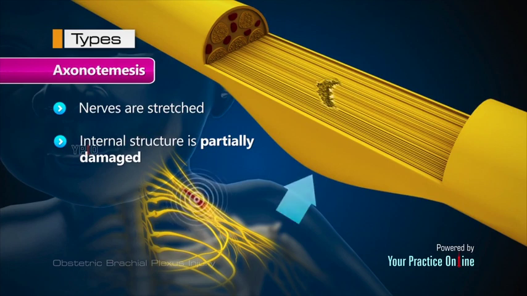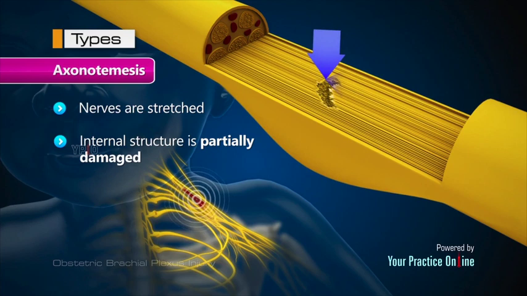Axonotmesis. The nerves are stretched and their internal structure is partially damaged, with the outer sheath still intact. Such nerves are likely to recover over time to a greater or lesser extent, depending on the magnitude of damage.